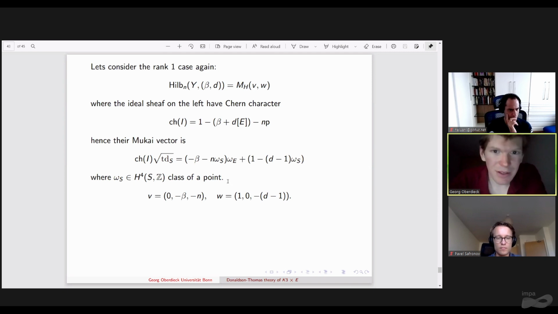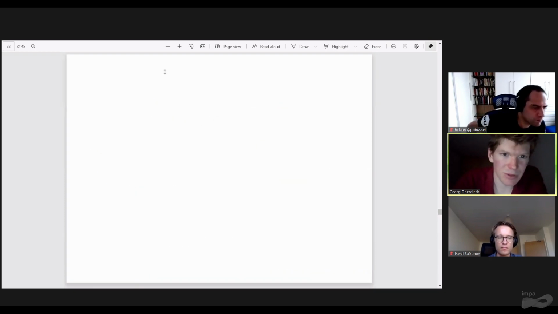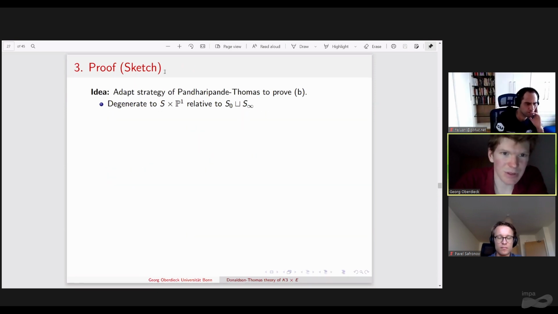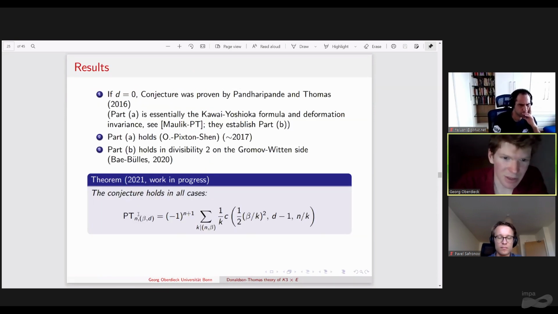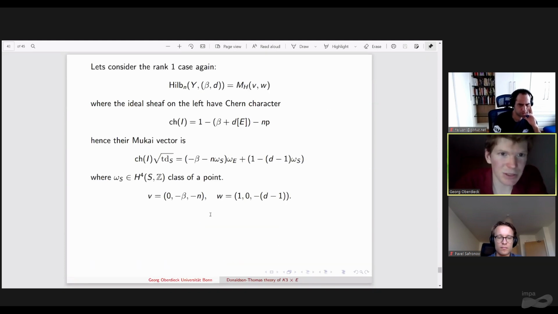Okay, so finally, maybe, I don't know what is the time. Let me consider the rank one case quickly. How does it match this theorem that I had before? I stated this theorem here. How does this prediction match before? So this is the rank one case.